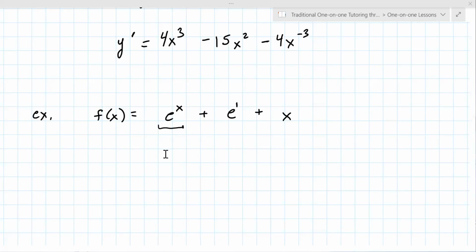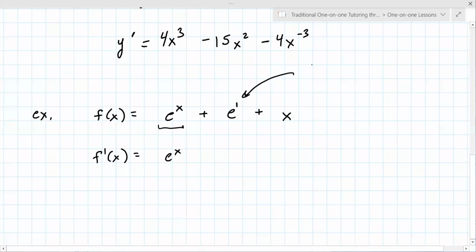So the derivative of e to the x is itself. e is just a constant, so the derivative of that is 0. And the derivative of just x is just 1.